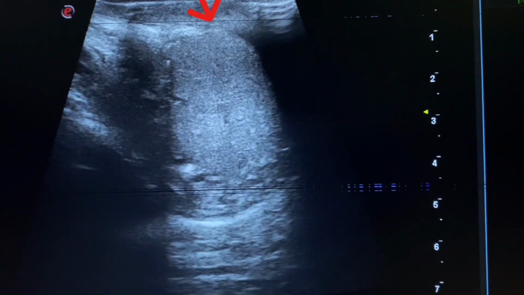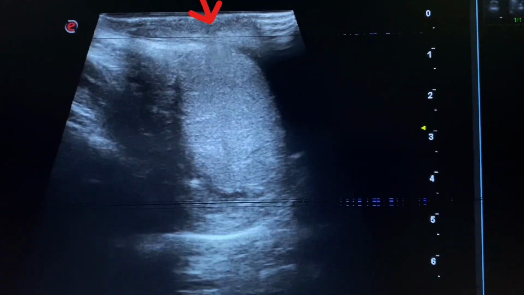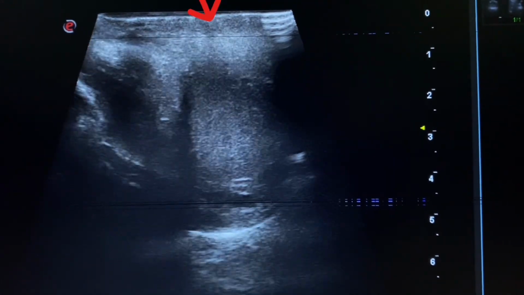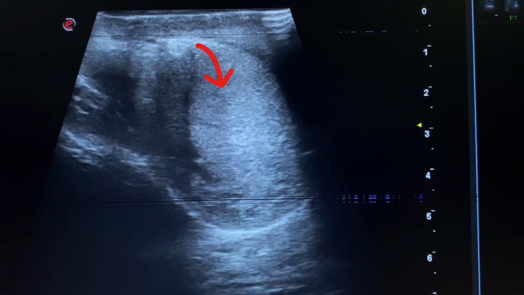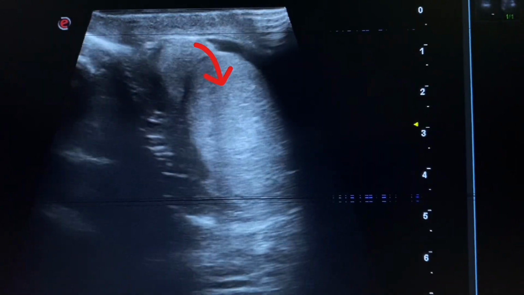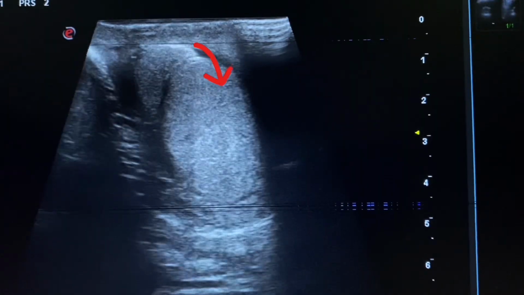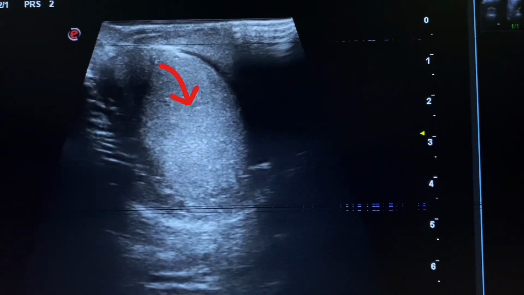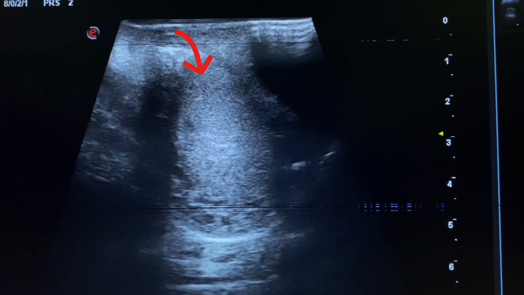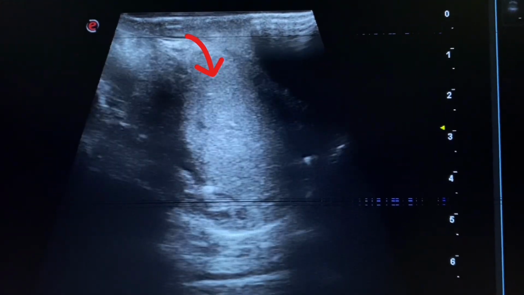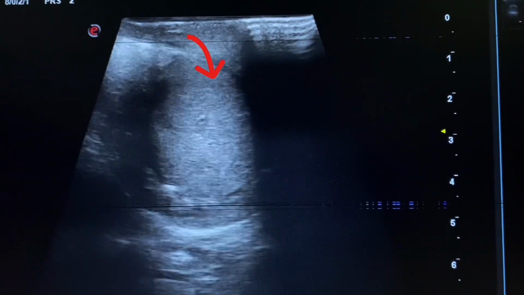Now we're scanning the right testis. When we focus the right testis, the texture of testis shows heterogeneous texture, slightly echogenic texture, which occur in inflammation. The normal testis shows homogeneous, less echogenic texture.